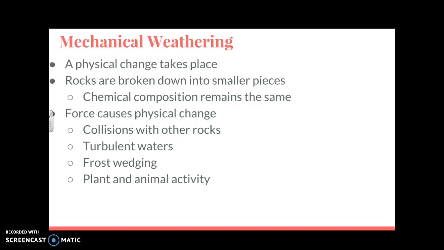Mechanical weathering. It's a physical change that takes place. Rocks are broken down into smaller pieces. The chemical composition of those rocks, whether they're still large or now very small, remains the same. That does not change. Force causes physical change: collision with other rocks, turbulent waters, frost wedging, and of course, something that we don't really think about, but is a large part of mechanical weathering, plant and animal activity.